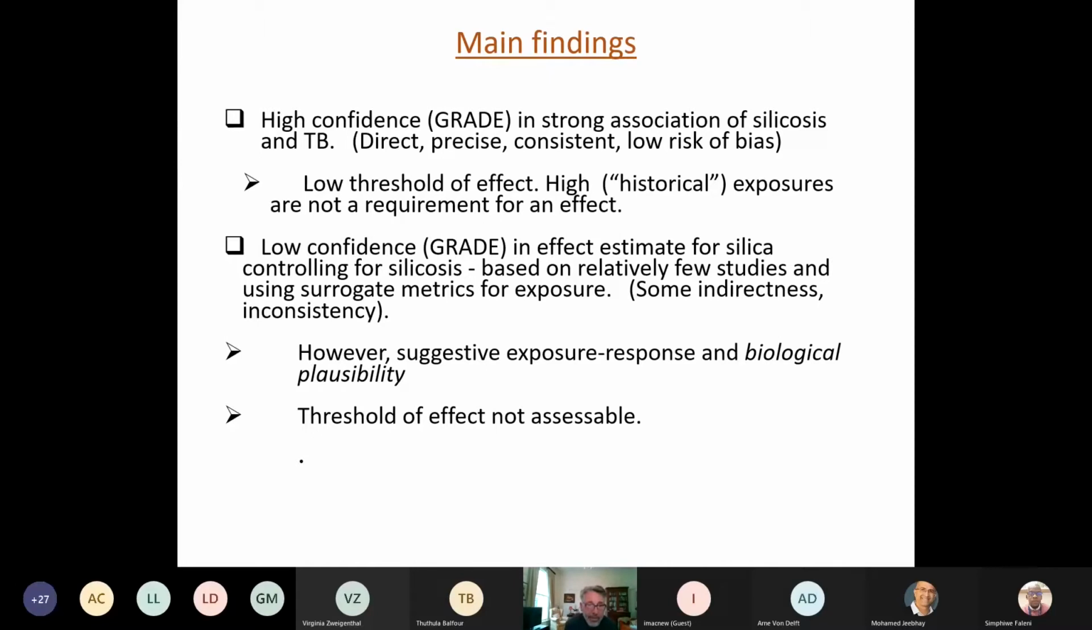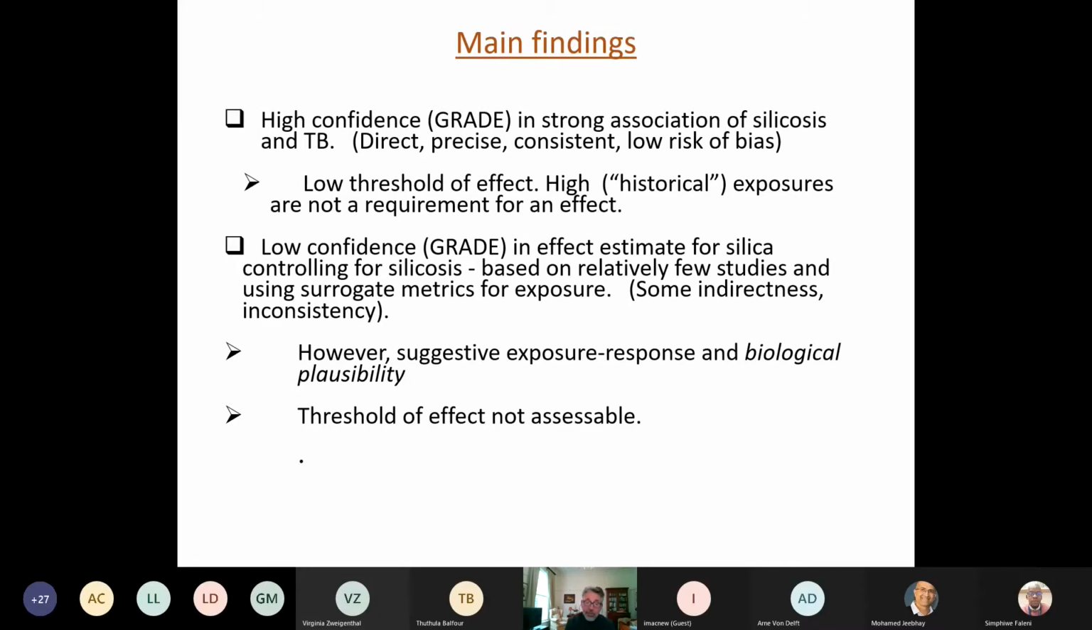So our main findings: we have high confidence, using the GRADE language, in a strong association of silicosis to tuberculosis, and a low threshold of effect. We have low confidence, using the GRADE language, in the effect estimate for silica controlling for silicosis, based on relatively few studies and using surrogate metrics for exposure. In the GRADE system, indirectness, in other words lack of direct measurement of exposure, and some inconsistency require a downgrading of your level of confidence.